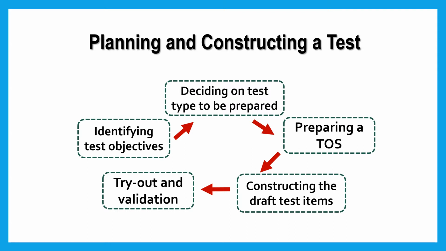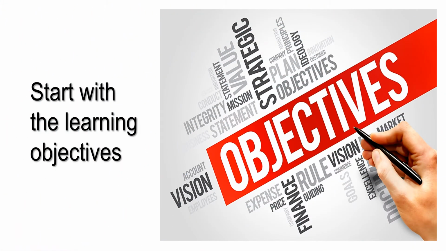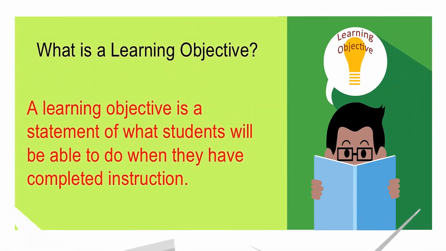Now, let's start with each of the stages. Learning objectives. Again, this is just a recapitulation, a recall of your Principles of Teaching 1 lesson in terms of making objectives. A learning objective is your statement of what students will be able to do when they have completed instruction. This is your target, what you want students to achieve at the end of the lesson. So this is your end in mind.